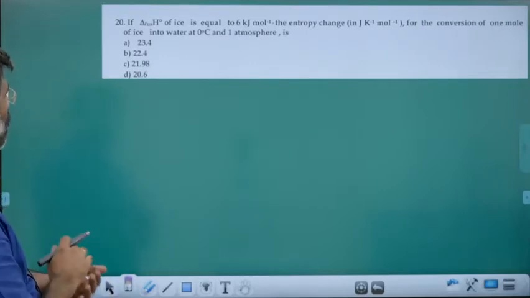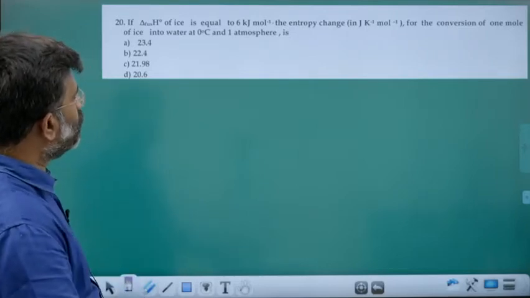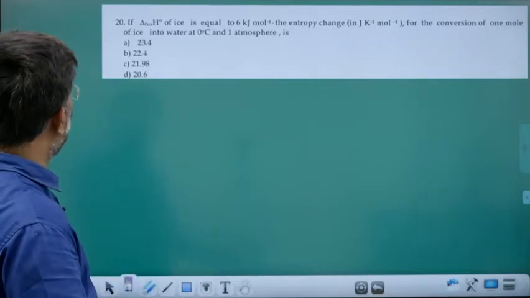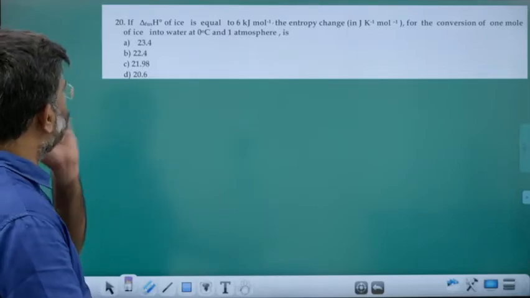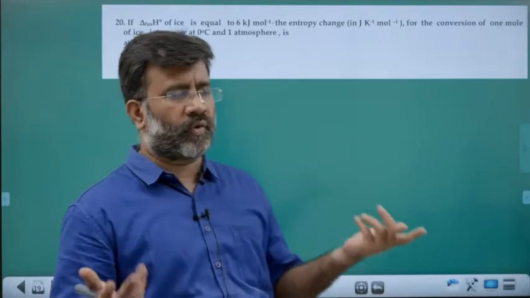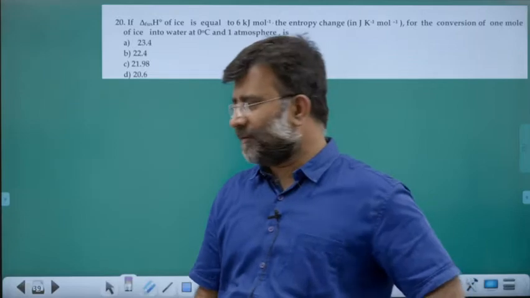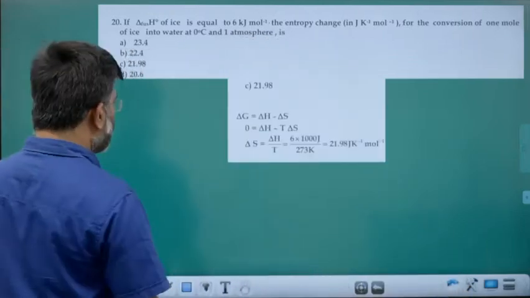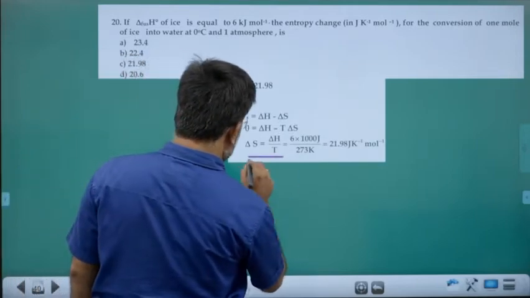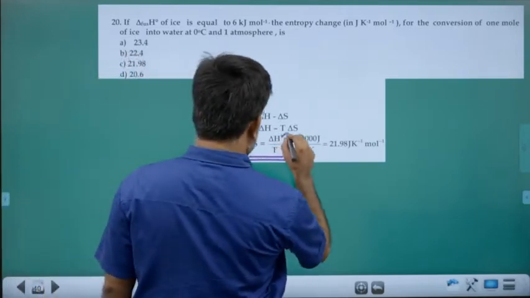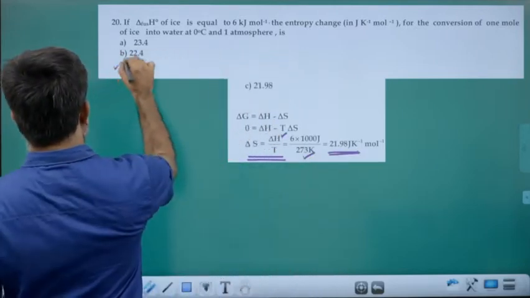Next. Delta H fusion of ice is equal to 6 kilojoule per mole. Entropy change for the conversion of 1 mole ice into water at 0 degrees Celsius, 1 atm pressure is. So delta H given, you are asked to identify delta S. Delta S is equal to delta H by T at equilibrium. This is at equilibrium. So delta S is equal to delta H by T. Delta H given, T is given. You find out option C.